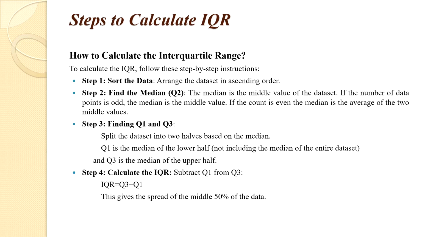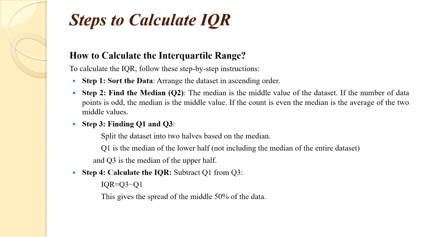Next we will see how to calculate the IQR value step by step. To calculate the IQR, we have to follow step by step instructions. Step 1, sorting the data: we arrange the data set in ascending order. Step 2, we find the median value. The median value is the Quartile 2 value. The median is the middle value of the data set.